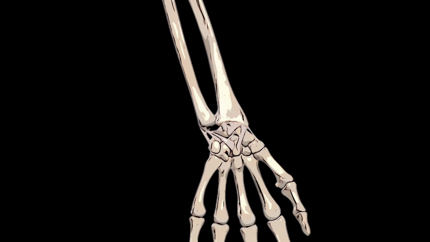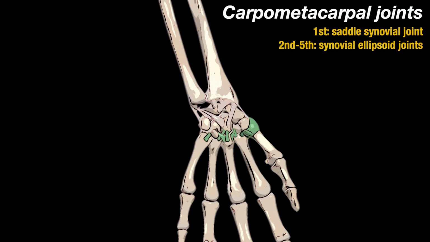The carpo-metacarpal joints are the articulations between the bases of the metacarpals with the distal row of carpal bones. In other words, the trapezium, trapezoid, capitate, and hamate bones. The first carpo-metacarpal joint, or the carpo-metacarpal joint of the thumb, is a saddle type synovial joint that allows opposition of the thumb. It is formed by the articulations between the base of the first metacarpal and the trapezium.